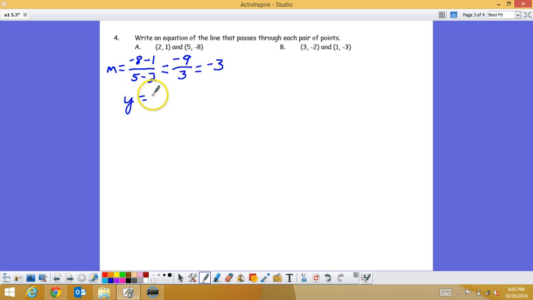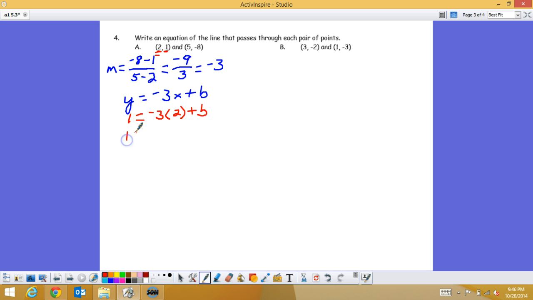So this is what we know so far. y is equal to -3x plus b. We do not know what the y-intercept is. Well, what we can do next is take one of these points and plug in the y-coordinate for y and the x-coordinate for x. So all I did was I took the y-coordinate 1, put it in for y in this equation, and I took the x-coordinate, put it in for x. And then I'm just going to solve this equation for b.